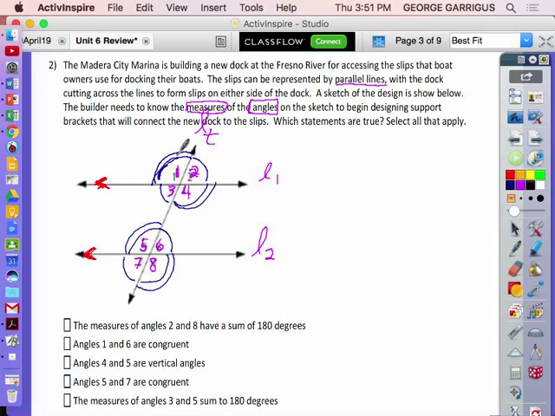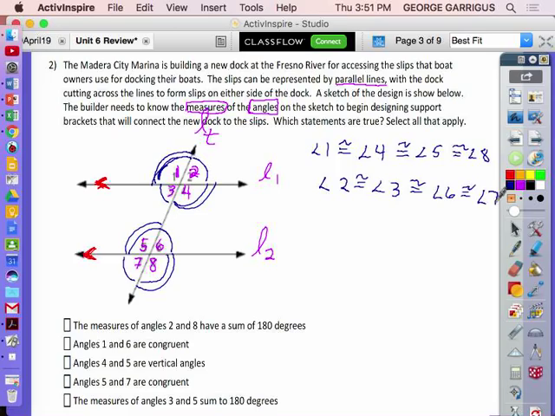We can make a congruency statement. Angle 1 is congruent to angle 4, and that's congruent to angle 5, and that's congruent to angle 8. And the other ones are congruent too. Angle 2 is congruent to angle 3, is congruent to angle 6, is congruent to angle 7. Okay, so we have a lot of information.